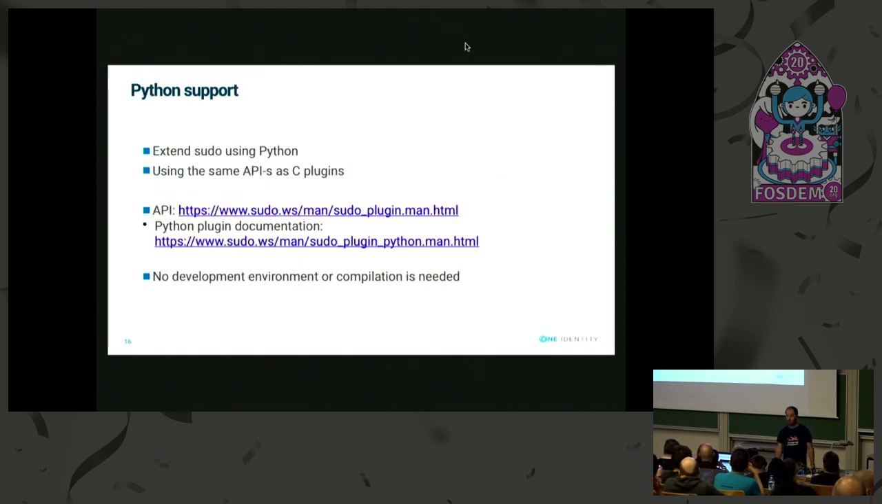And Python support is coming, as I mentioned, which means that you can easily extend sudo using Python. It's using the same API as the C-based plugins. On the other hand, you don't need any specialized development environment. And instead of packaging, you can simply distribute Python code using your config management system. The API is the same as the C-based plugin, so there's a link here for that plugin documentation, and the Python plugin itself also has its own docs. But those are mainly referring to Python-specific parts.